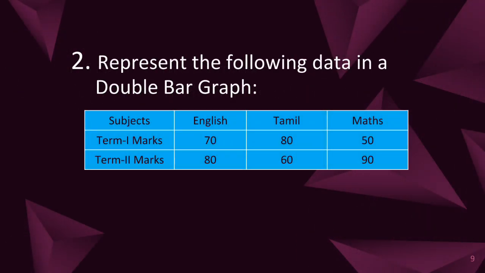Now we are moving to double bar graph. Here we are giving term 1 marks and term 2 marks. You have to draw a double bar graph.